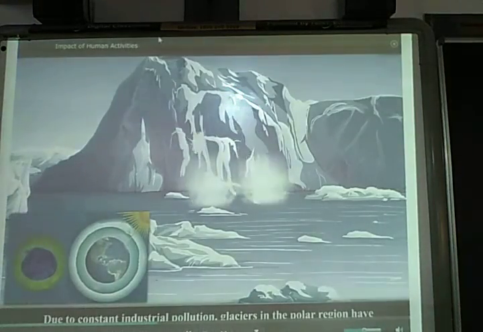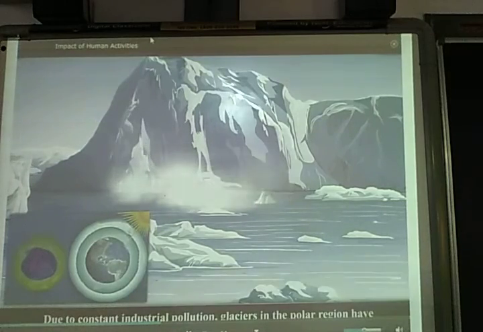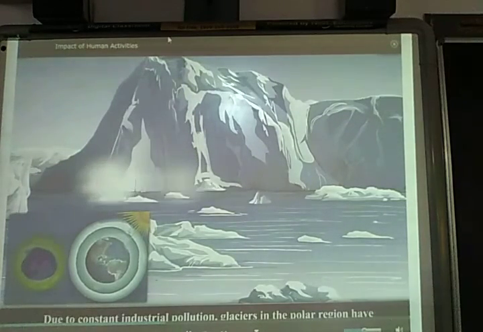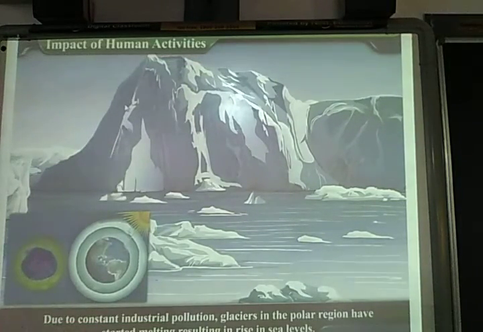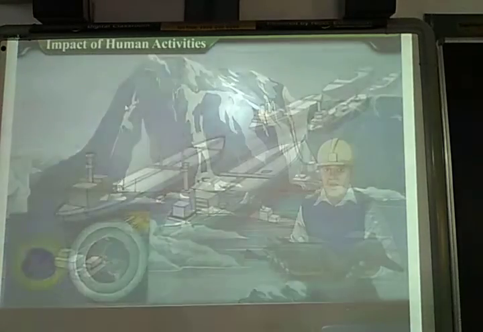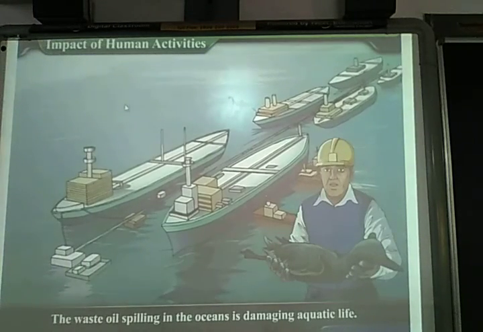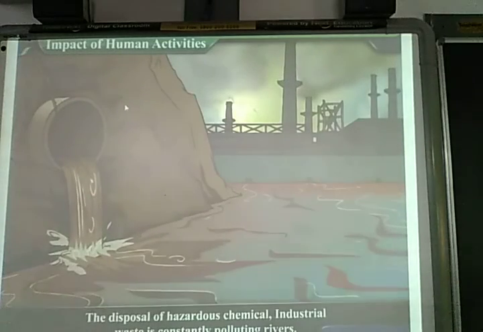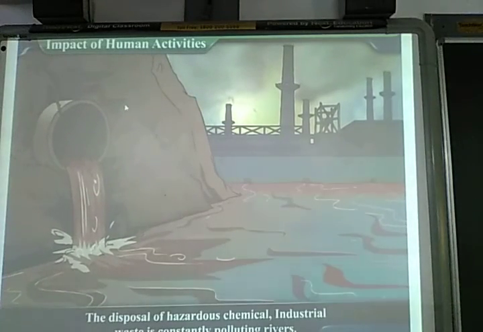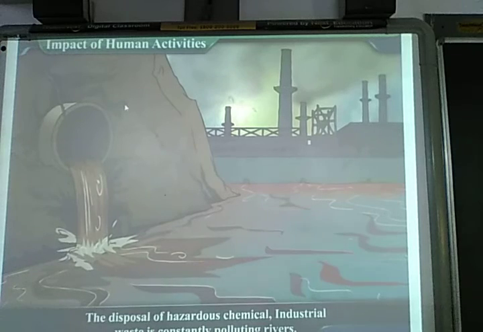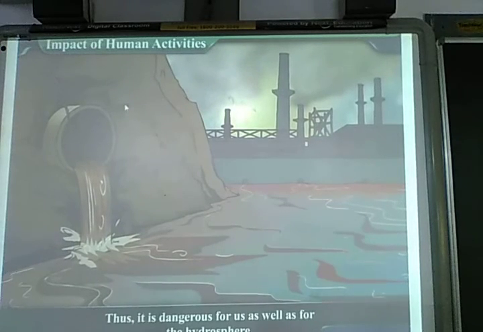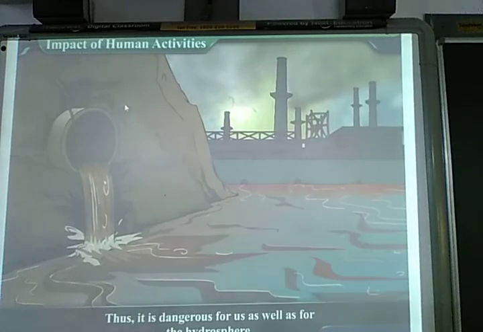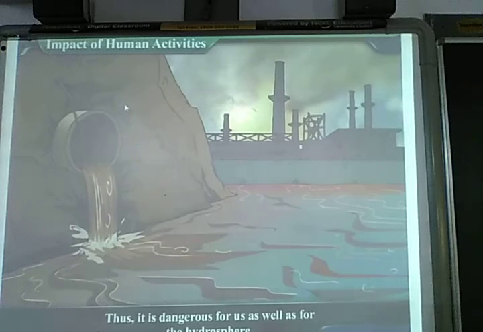Due to constant industrial pollution, glaciers in the polar region have started melting, resulting in a rise in sea levels. The waste oil spilling in the oceans is damaging aquatic life. The disposal of hazardous chemical industrial waste is constantly polluting rivers. Thus, it is dangerous for us as well as for the hydrosphere.